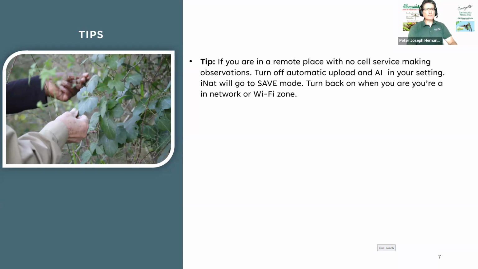And it goes to a save mode. Save mode just keeps it on your phone, and when you're ready to send it, you can send it. But if you did turn it off, make sure that you don't send up unknown observations. Unknown observations kind of go into a separate bucket, and it takes a little bit longer to get those identified unless somebody's actually going in there and looking at unknowns.